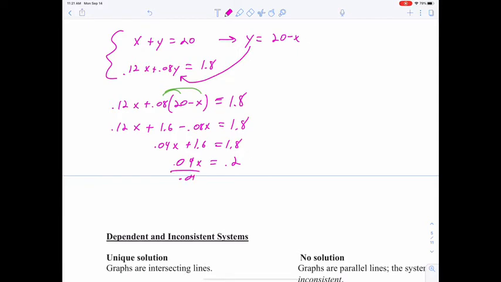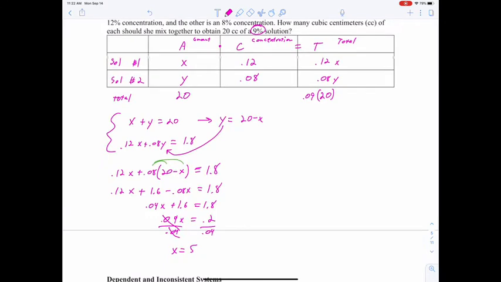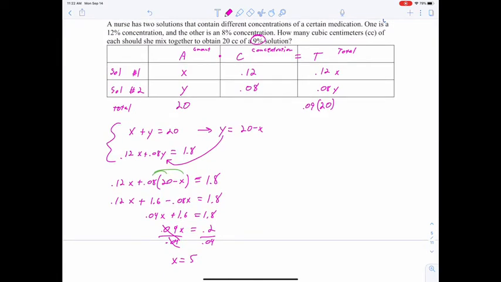Divide by 0.04 on both sides, and x equals 5. Okay, so again, once you do your math in a word problem, go back and read the question. Make sure you answer the question. You could do all this beautiful math, but if you don't answer the question, you will lose points, unfortunately. All right, so x equals 5.